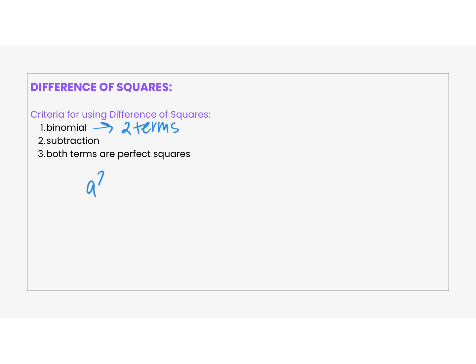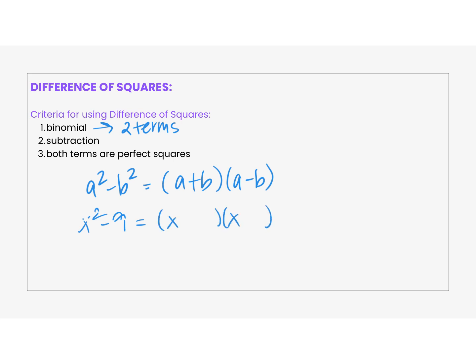So a squared minus b squared is what it will look like. So like, let's say x squared minus 9, something like that, and that would factor to a plus b, a minus b. Or in the example of x squared minus 9, we take the square root of both. So x squared is just x times x. And then 9 is 3 and 3, and we do one plus, one minus, because that allows for our middle term to end up disappearing, canceling out, and we end up with the minus at the end.